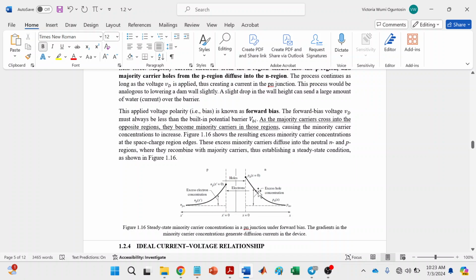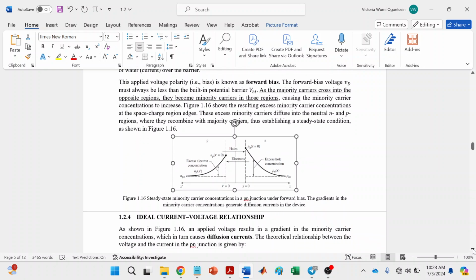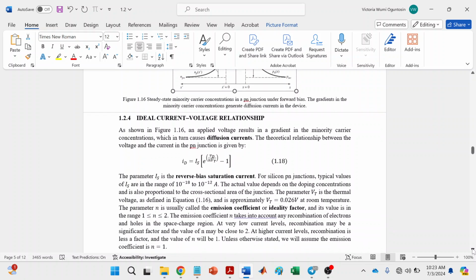Similarly, the electrons diffuse to the P region, thereby increasing the electron concentration in the P region. This diagram illustrates it, and these excess minority carriers that diffuse into the N and the P regions will combine with the majority carriers, establishing a steady state condition.